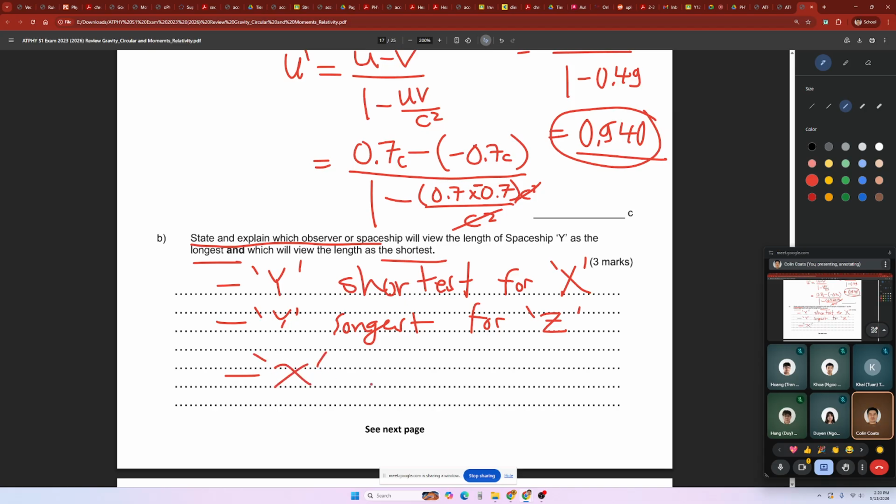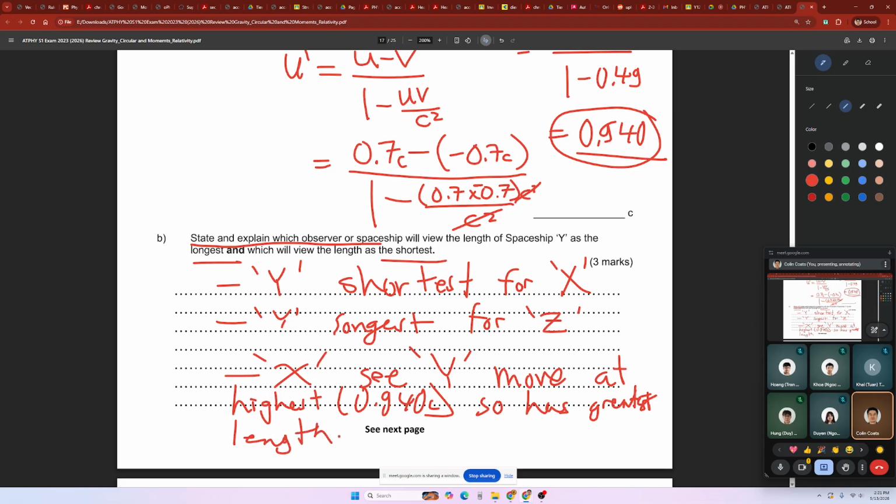X sees Y move at highest velocity, 0.940 c. So has greatest length contraction. Okay? And that should be your full answer.